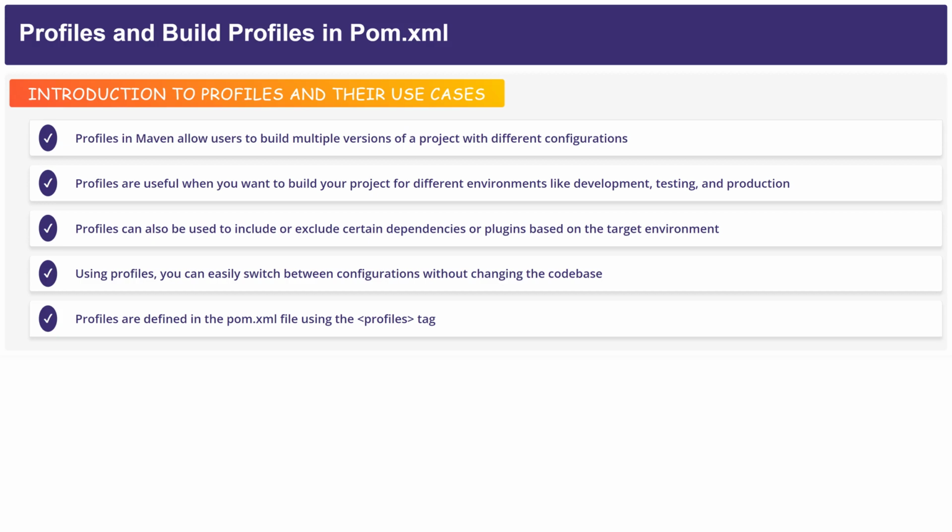Profiles can also be used to include or exclude certain dependencies or plugins based on the target environment. This allows for greater flexibility and modularity in your project. To define a profile, you need to add the profiles tag in your pom.xml file and specify the configurations and dependencies for each profile. Maven will then build the project based on the active profile. Profiles are a powerful tool that can greatly improve the development and deployment process of your Spring Boot project.